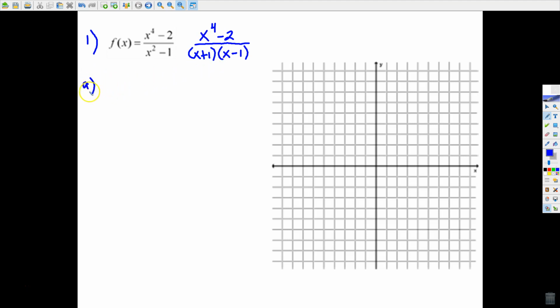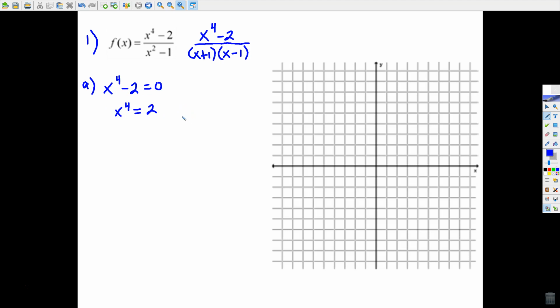So what I'm going to do in this first step, I'm just going to call it letter A, is I'm going to focus on the numerator, and I'm going to see if I have any x-intercepts. We also call these zeros of the function. Are there numbers that would make this numerator equal 0? Well, if it's not obvious to me, I can find out by doing this. I'll just take the numerator, make it equal to 0. And so far I've got x to the 4th equals 2.